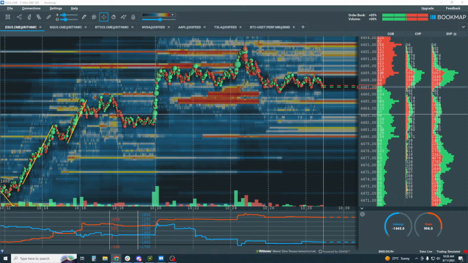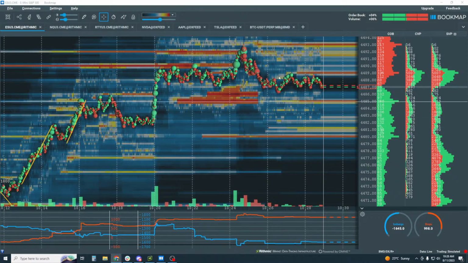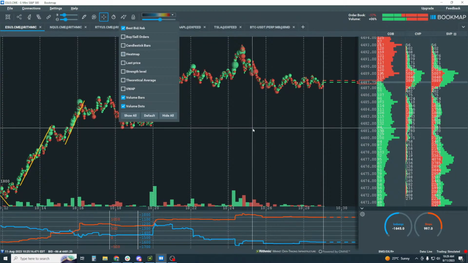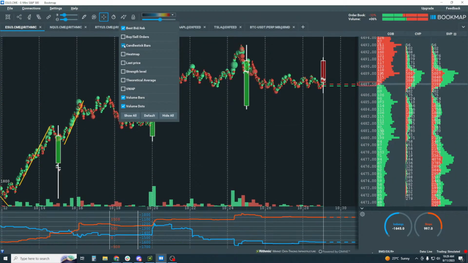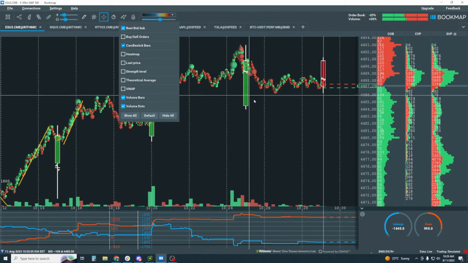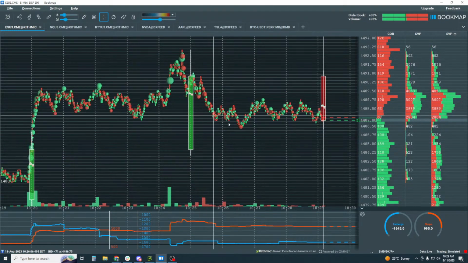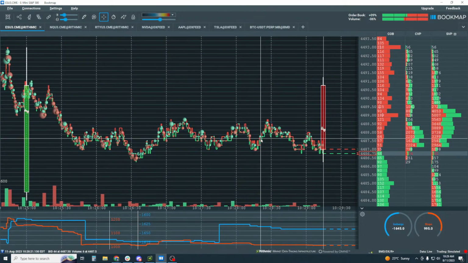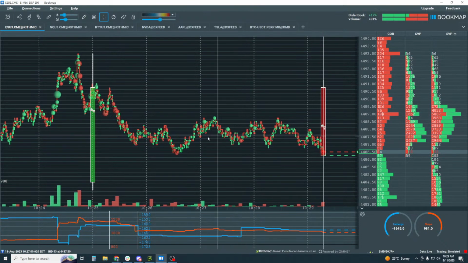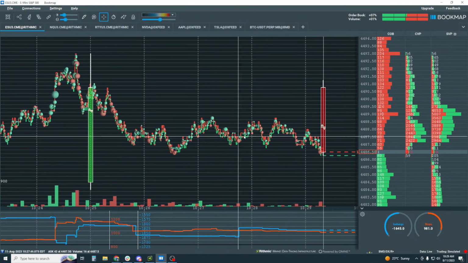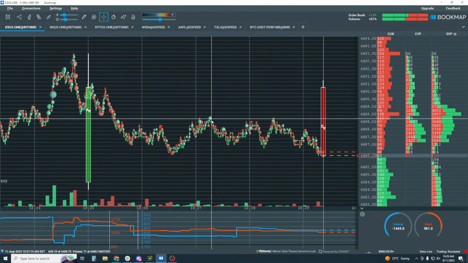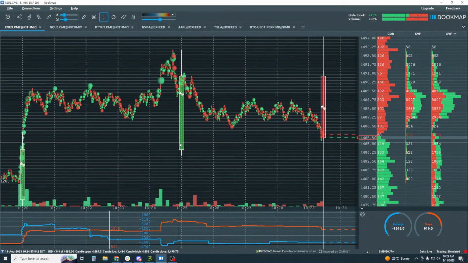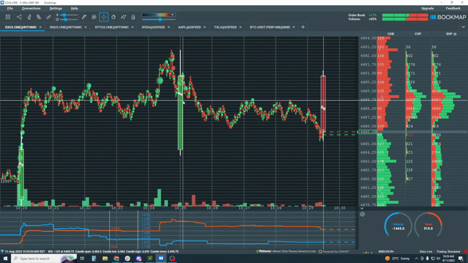Let me answer this footprint question. The problem with footprint is this. Number one, you don't have the heat map. Number two, the volume is going to be on a bar. With Bookmap here, we're showing price action streaming. There's no time frame here. It's streaming best bid and offer, and the volume is transacting on that best bid and offer, so we're showing precisely where the transactions are taking place. Footprint is going to show you where the volume trades on a bar.